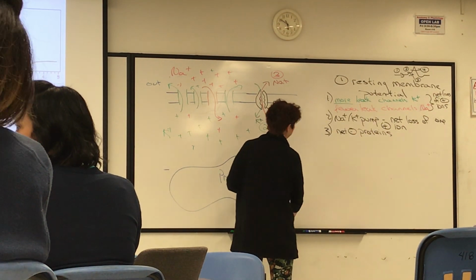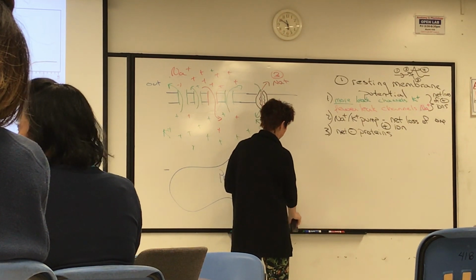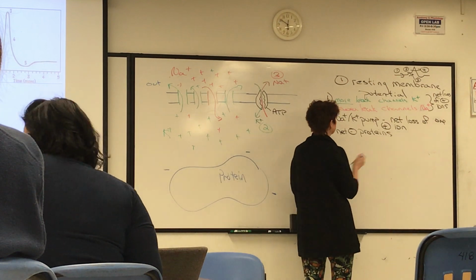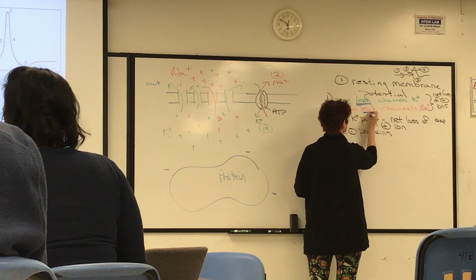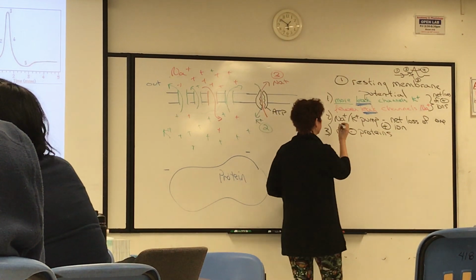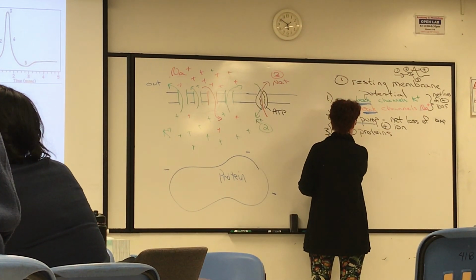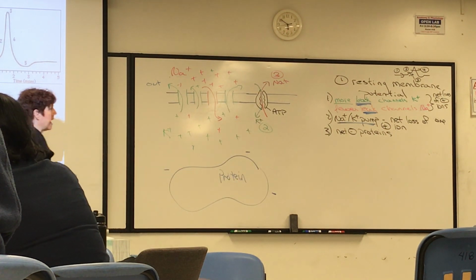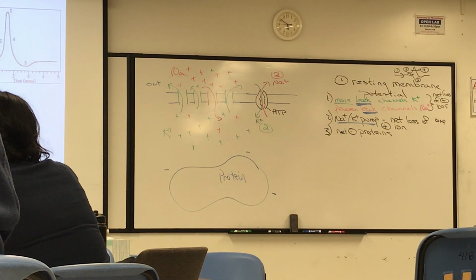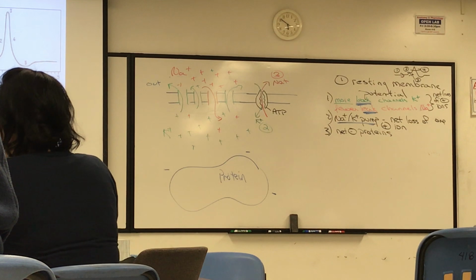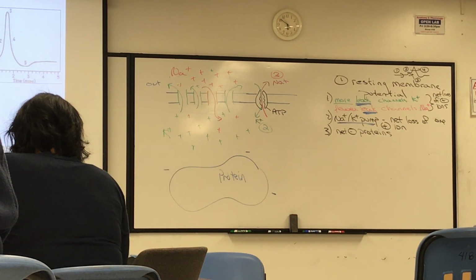So with the resting membrane potential, we have 2 channels. We have leak channels, sodium and potassium, and we have the sodium-potassium pump, which is also a channel. Okay? And that's what helps to create the resting membrane potential. Okay? So by now, you should be able to figure out the answer to question 2.